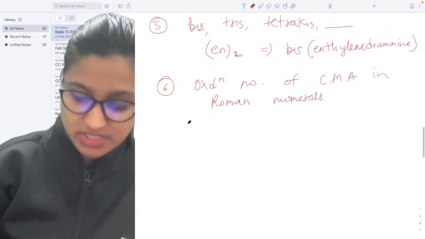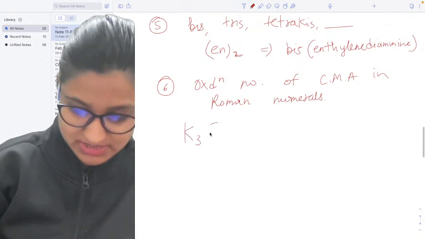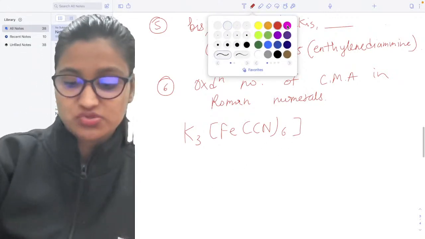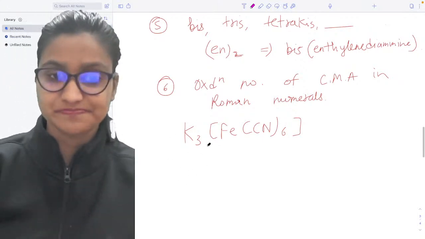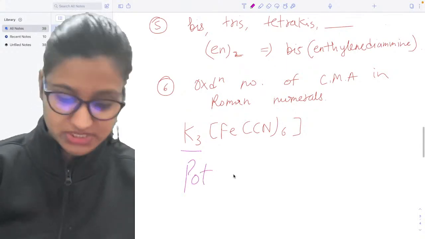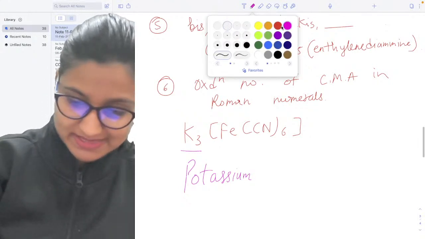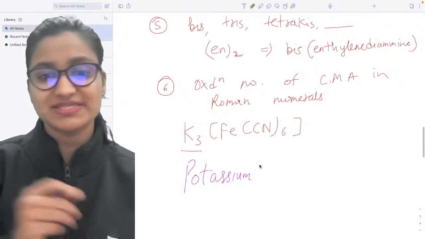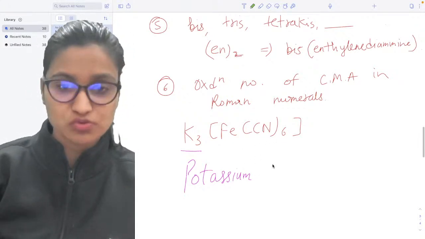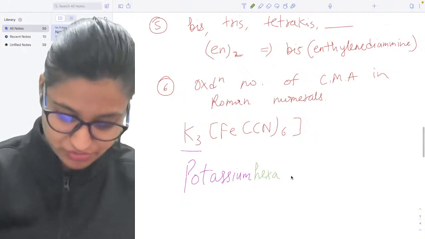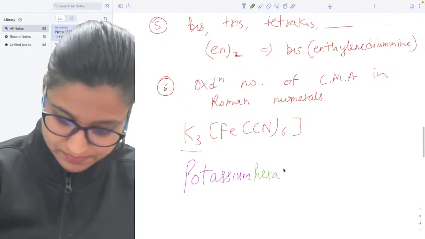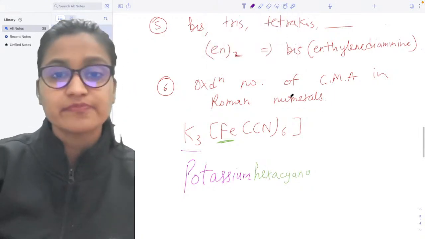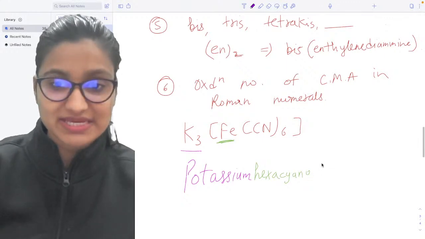If I give you, say, the compound K3Fe(CN)6, ठीक है, so how will you write it? As I've already told you, write the name of the cation first. This is the cation, this is what? Potassium, right? So write potassium. Next, we will write the name of the ligand, in alphabetical order. Here we have CN whole 6, so it will be potassium hexacyano, and here we have Fe. You will write ferrate because it is present in the anionic part, right? So hexacyanoferrate.